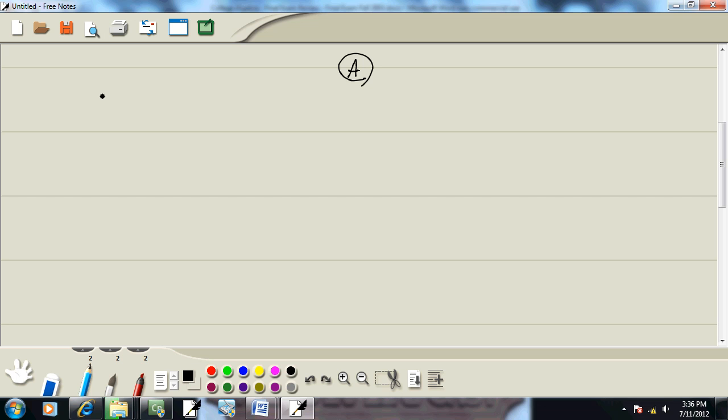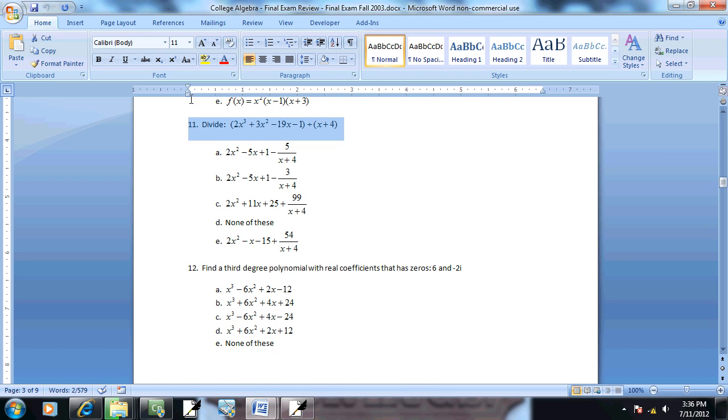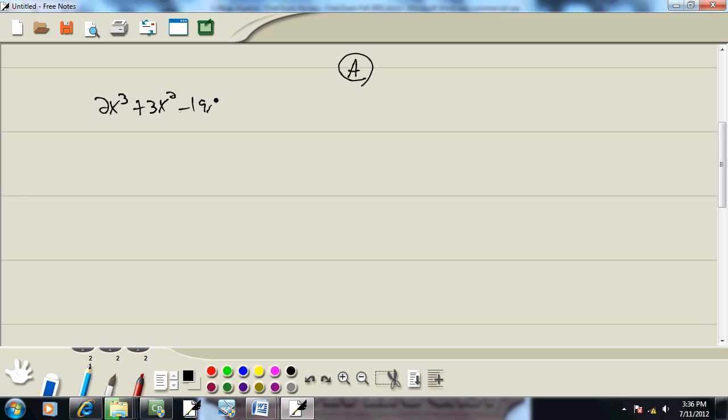Okay, so let's write it down again. 2x to the third plus 3x squared negative 19x minus 1. And I'm dividing by x plus 4. Now first step was synthetic division. The up above was long division, polynomial division. First step was synthetic division. You take what you're dividing by and you set it equal to 0 and solve. So x plus 4 equals 0, and we solve it and we get x equals negative 4.